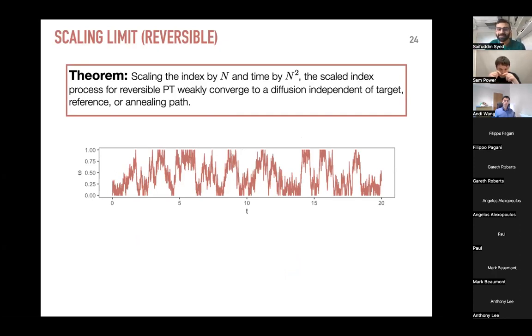And in particular, what this implies is that this is true independent of the problem itself. So regardless of how I pick my reference, my target, the path in between, you're always going to get Brownian motion as this limit. The fact that this limit does not see the actual structure of the problem itself means that when the number of chains is large, there's very little hope of manipulating the tools that you have access to in order to get better performance.